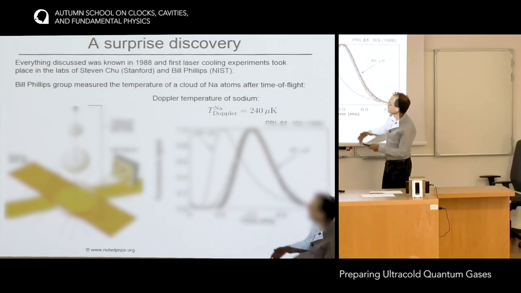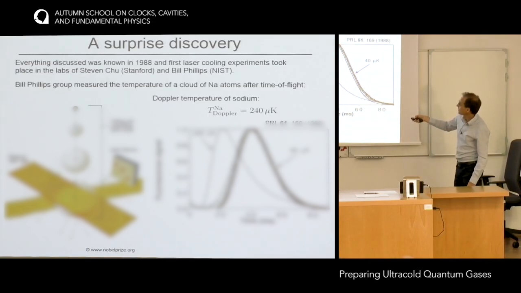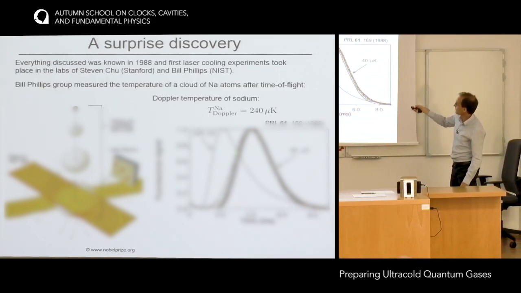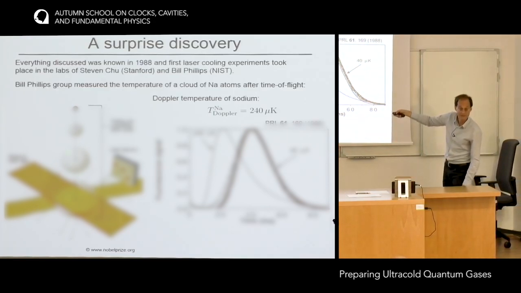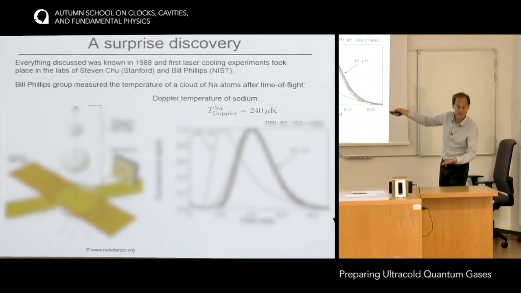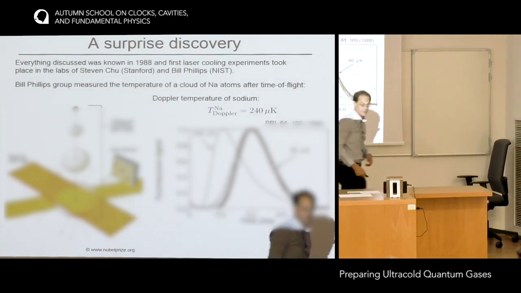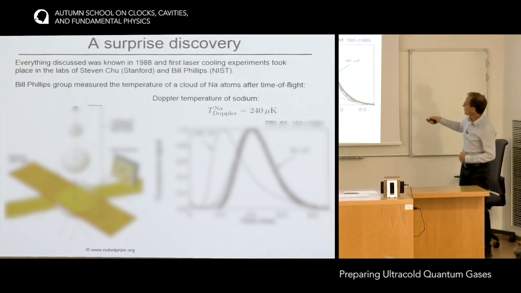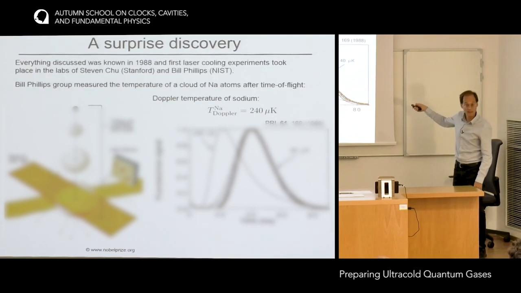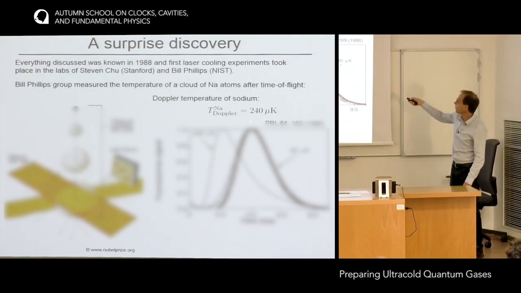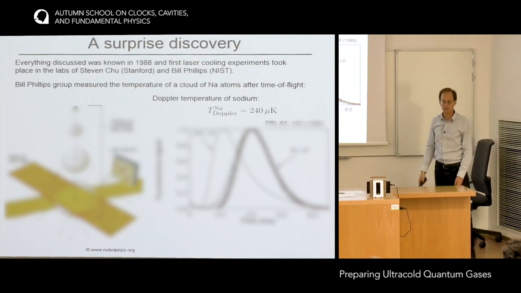The surprise discovery was that from these curves you can extract how big this ball of atoms is, and therefore you can extract the temperature. If you're colder, obviously this doesn't expand as much as if you're hot. So from these curves they found that the temperature of their cloud was only 40 microkelvin, whereas the Doppler limit, the prediction, is 240 microkelvin.